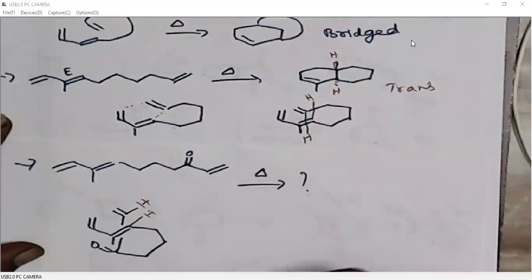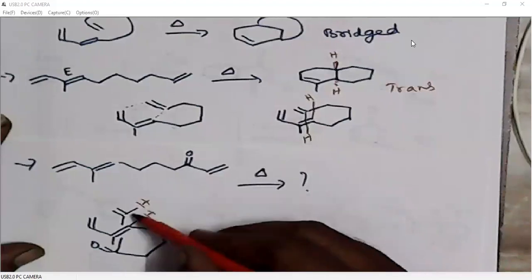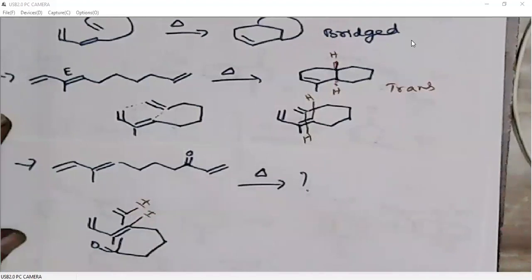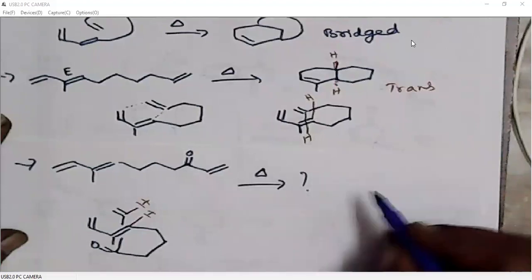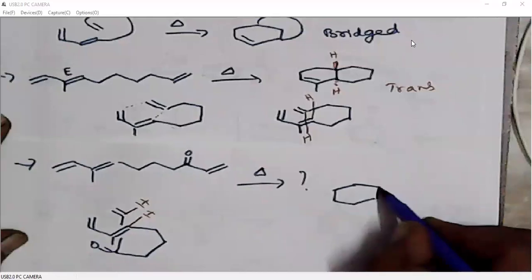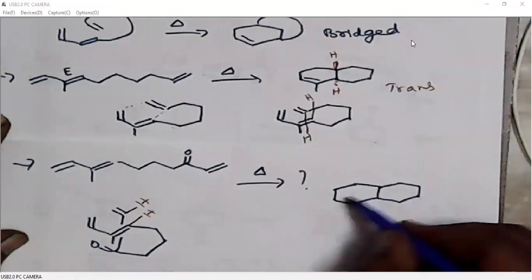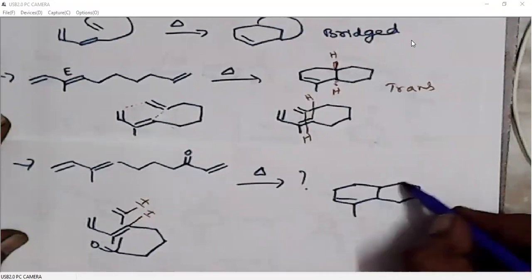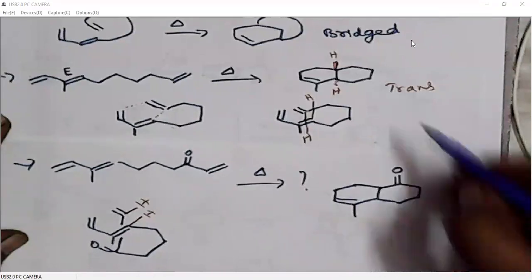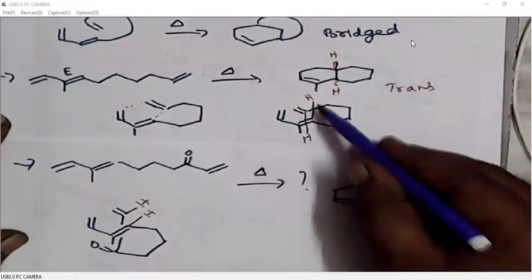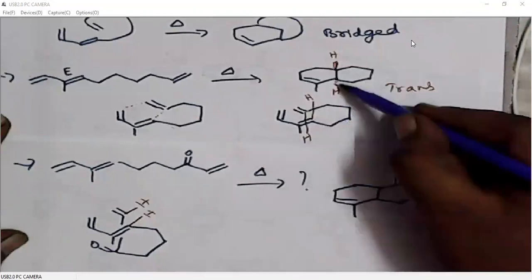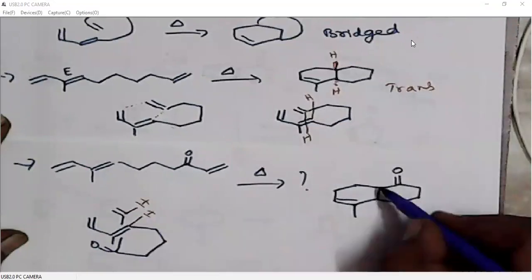Now you look at the stereochemistry of these two hydrogens. Both the hydrogens are pointed in the same direction. That means here the ring fusion is cis. Of course, we get the same product, a 6-membered fused system, and we have a double bond here, methyl, and a carbonyl here. In the previous case, the two hydrogens are pointed in opposite directions, so the ring fusion is trans. Whereas in this case, two hydrogens are placed in the same direction, so the ring fusion will be cis.